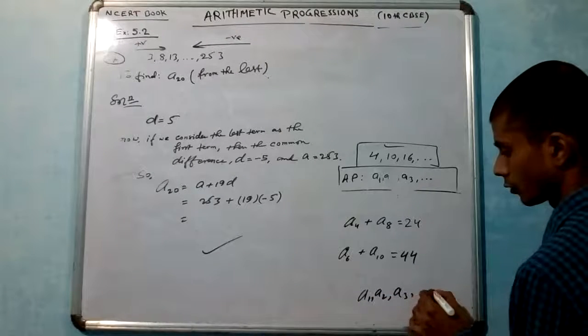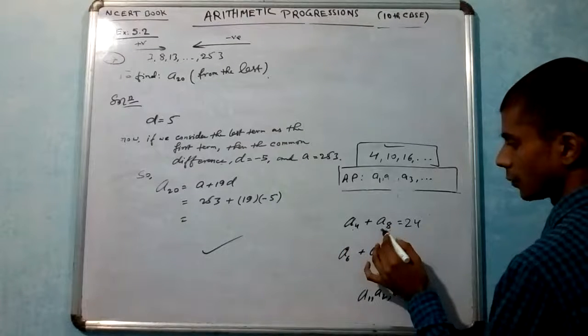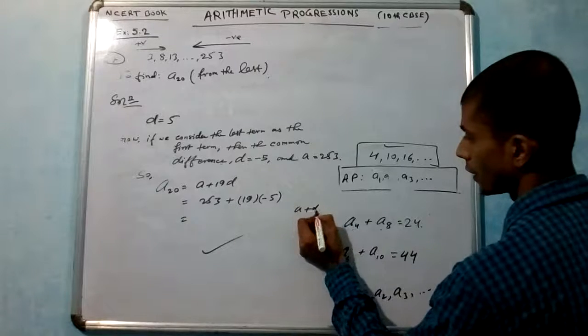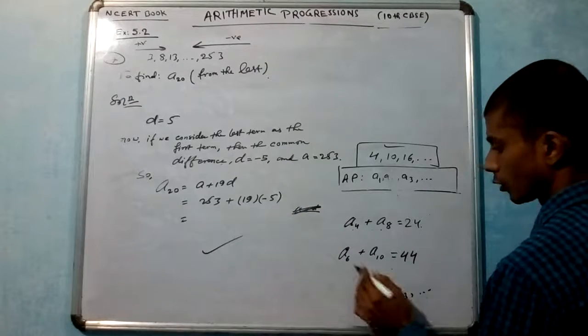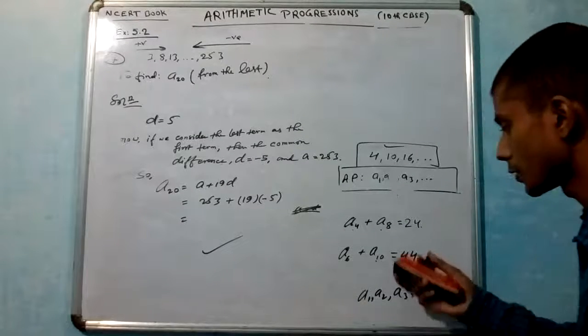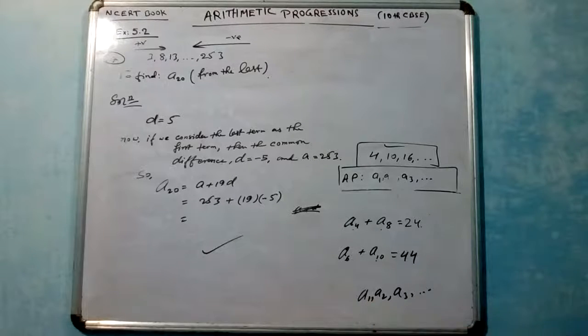How to do? Simple, expand it. A plus 3D plus A plus 7D is equal to 24. We will get an equation in terms of A and D. This also will give an equation in terms of A and D. Solve them by substitution, elimination, whatever method. You will get A and D. Once you get A and D, you can find A1, A2, A3 easily. Not tough?